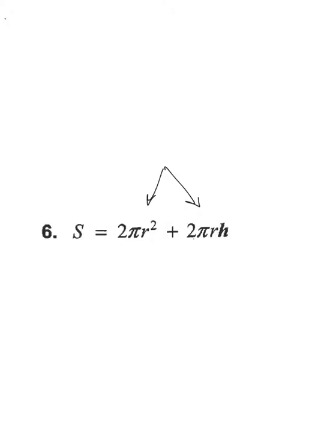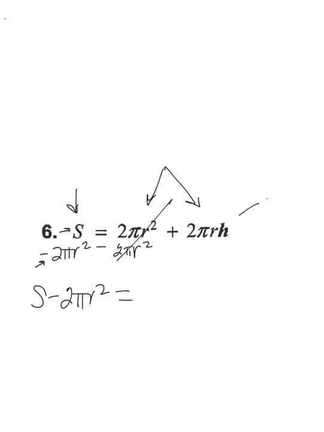So I'm going to get rid of this first term by subtracting 2 pi r squared from both sides, minus 2 pi r squared. So that's gone. So drop my equal sign down. So on the left side here, I have s, I have that value, minus 2 pi r squared. So s minus 2 pi r squared. And then on this side, I have this other term, this 2 pi r h.